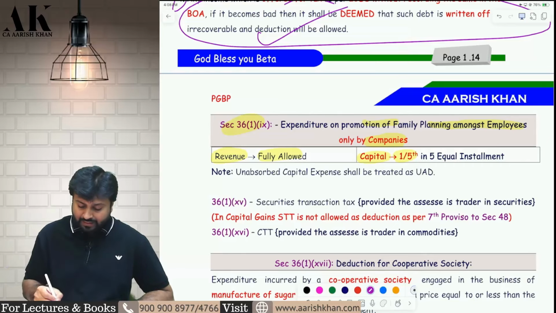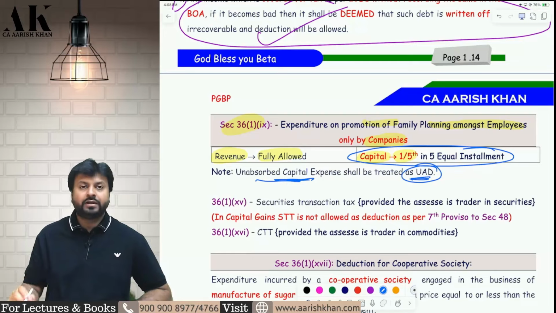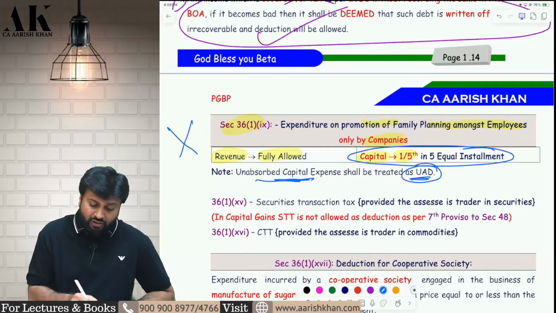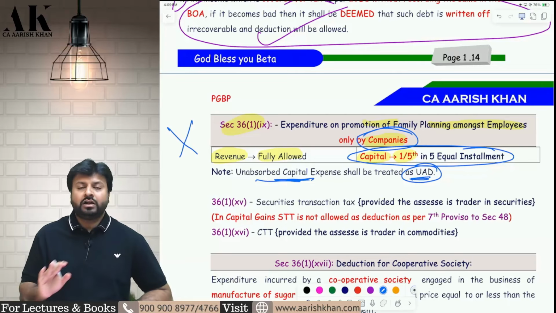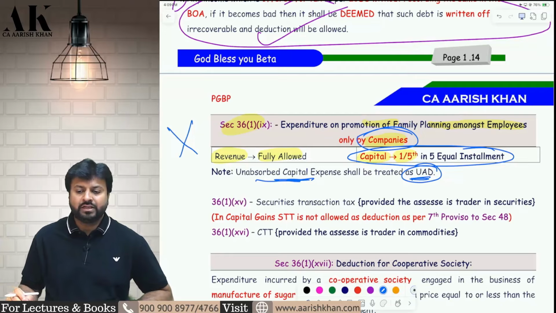And because of capital, I have told you earlier also while teaching UAD, because of capital expenditure, if there is an unabsorbed capital expense coming, then it will be treated like what? It will be treated like UAD. Okay? Just like unabsorbed depreciation. This deduction is not available to anybody except company, not available to firm, LLP, individual, HUF. Nobody will get this deduction. This is only for companies.